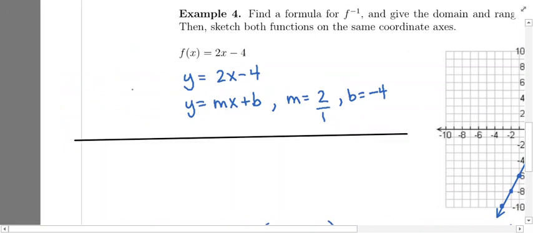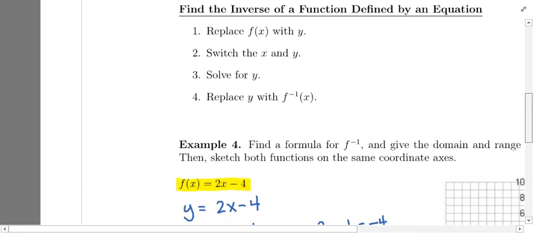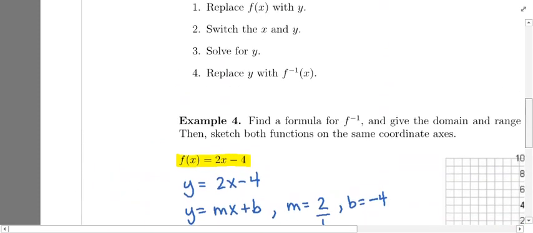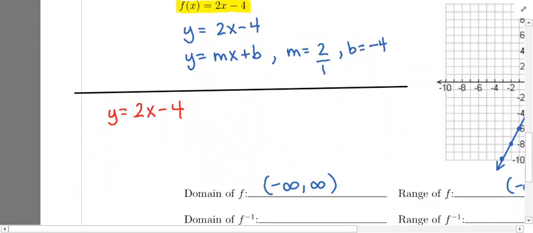I'm going to go back to the original function here. The first step said you need to replace f of x with y. So I'm going to write down y equals 2x minus 4. And then you need to switch the x and y. So instead of y, I'm going to put x. I get x equals 2y minus 4. So I switched x and y.